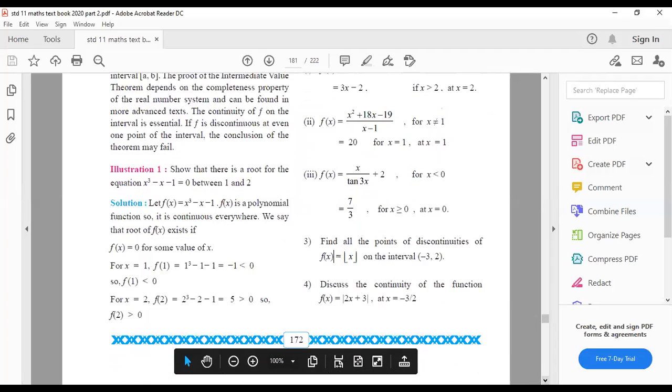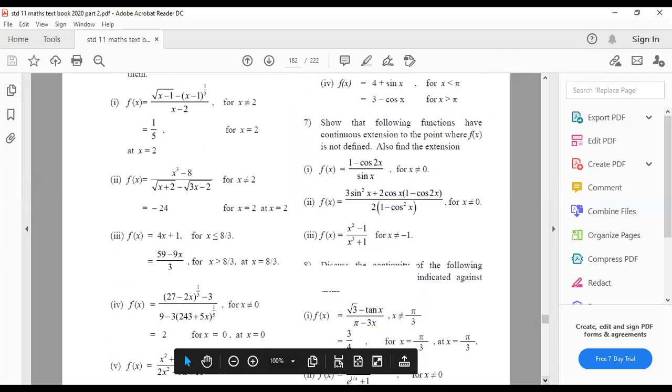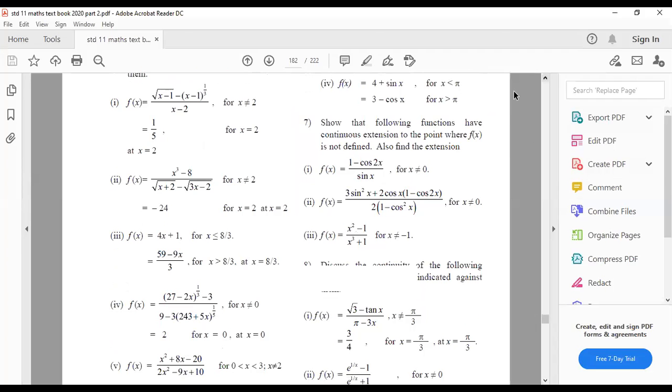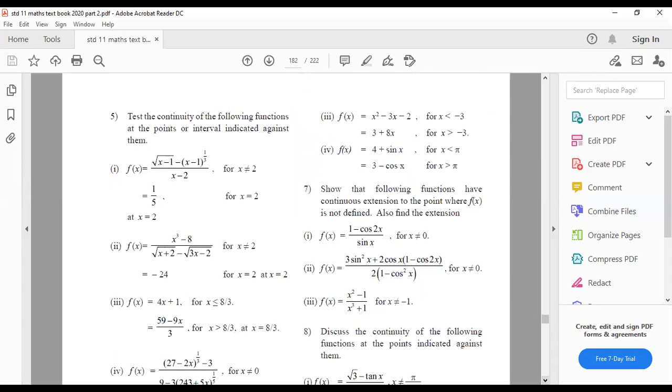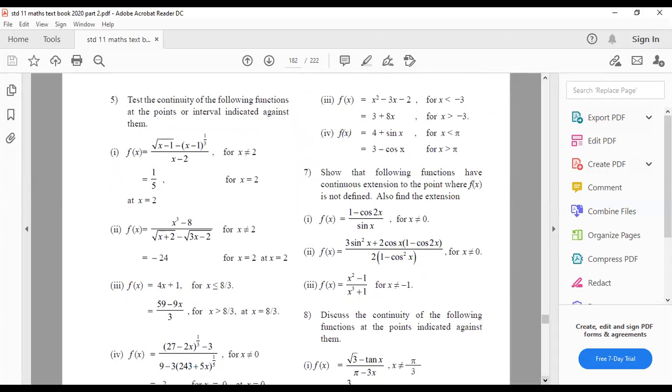This I'll take next class. Now let's do these questions. Can you do this problem? Write this problem. All of you write this question.